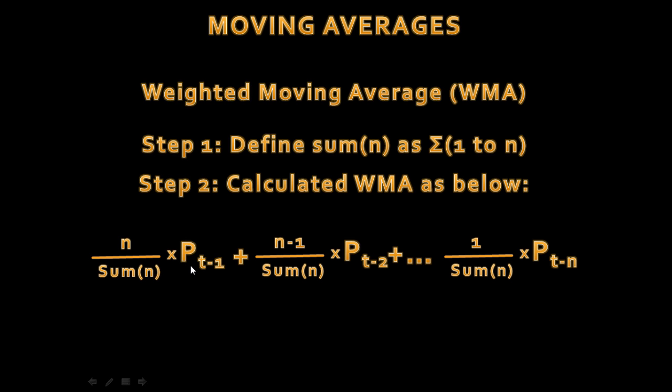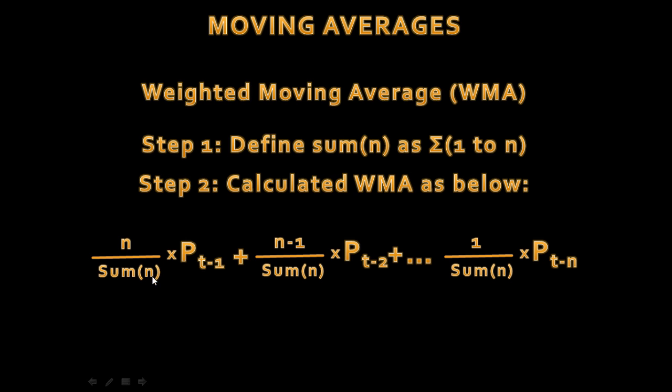What you need to do now is multiply the most recent data by n, which is the number of periods. So if you are calculating a 5-day weighted moving average, you will multiply the last period closing price by 5 and divide it by sum of n, which we calculated in step 1. Then you take the closing price for the second last day and multiply it by n minus 1. So in case of a 5-day moving average, you will multiply it by 4, and you again divide it by sum of n. And you calculate all these fractions and then sum them up to arrive at the weighted moving average.